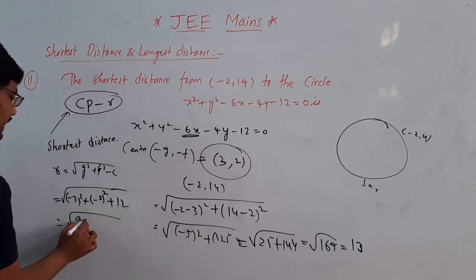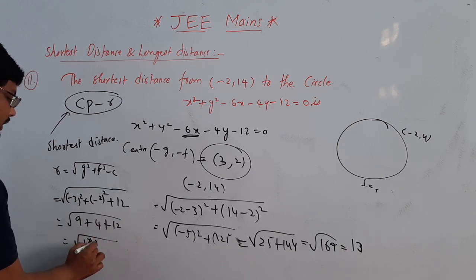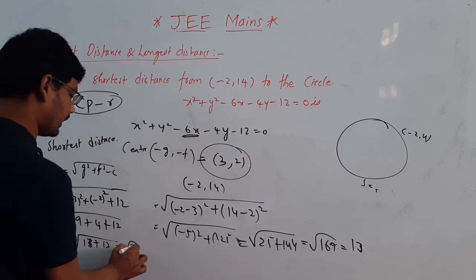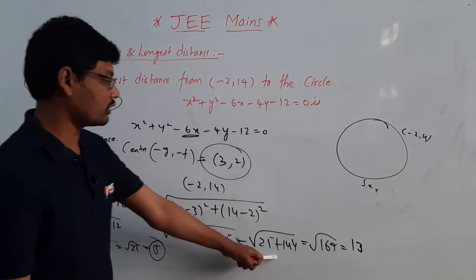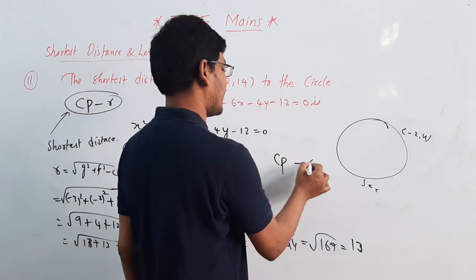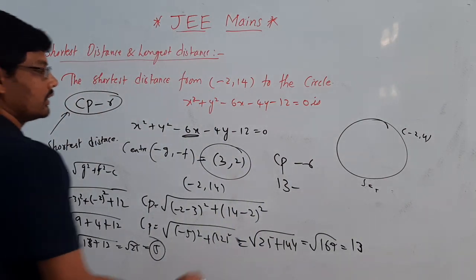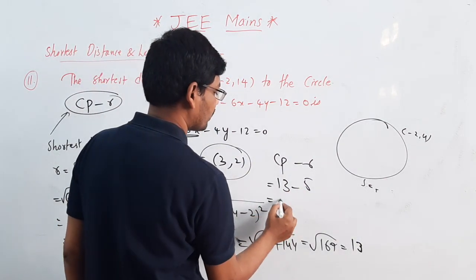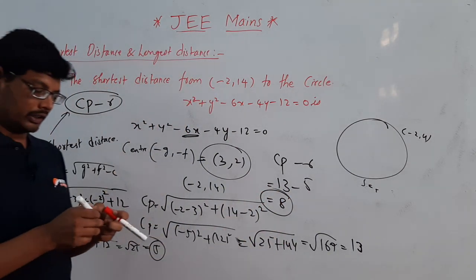Here 3 square is 9, 2 square is 4, plus 12, that is 13 plus 12, which is equal to 25. Square root of 25 is 5. So R we got is 5. CP we got is 13, R is 5. CP minus R is 13 minus 5, that is equal to 8. The answer for this question is 8 units.